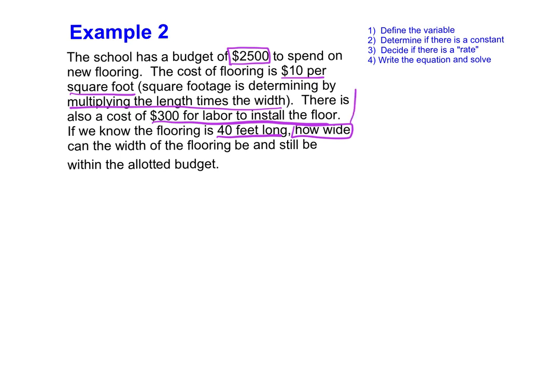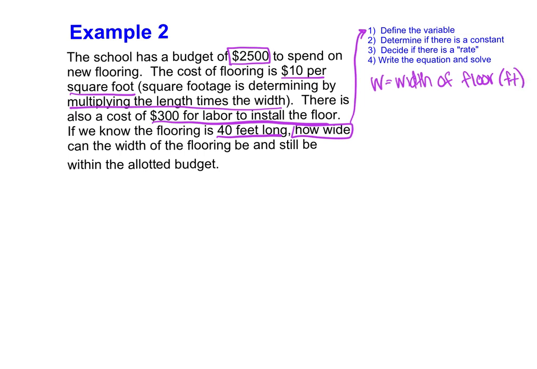So first we need to define the variable, and that typically comes from what we are trying to find, which in this case is how wide the flooring is. So I'm going to have W be the width of the floor, which we're going to assume is in feet because the length is in feet as well. So that's what we need to find.